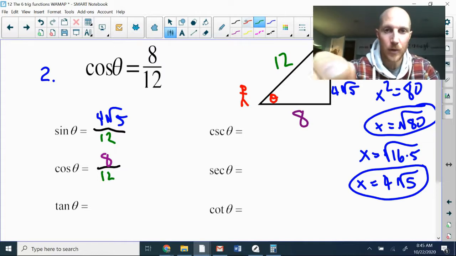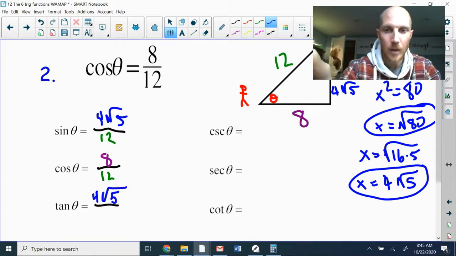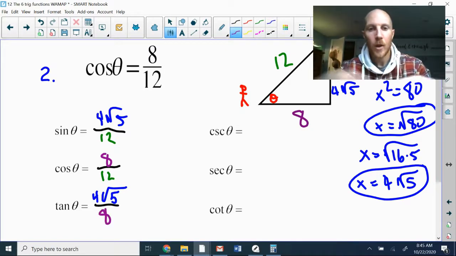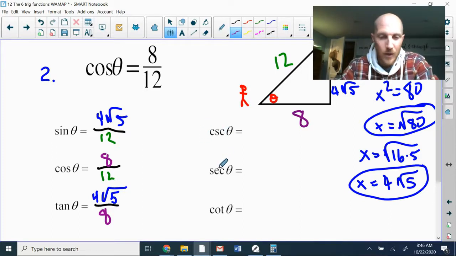Tangent, that's opposite over adjacent. 4, oh my gosh, radical 5. That radical sign almost got away from me. Over adjacent, that's 8. Okay, the reciprocal column, as long as I have named them appropriately, so I got sine, cosine, and tangent in that order, then I can name them cosecant, secant, and cotangent, which have abbreviations. I failed to mention that earlier. The abbreviations for the 3 new trig ratios: cosecant is CSC, secant SEC, and cotangent is COT.